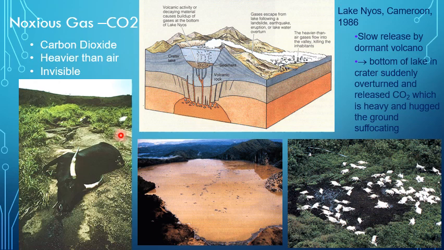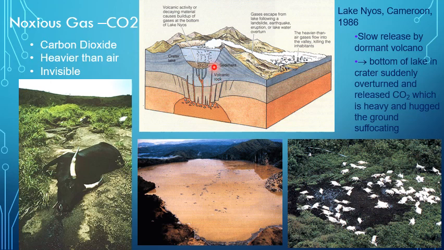Next hazard is noxious gas. In this case, we use the example of the disaster in Cameroon in 1986. Cameroon is located in Africa. On August 21, 1986, a limnic eruption at Lake Nyos in northwestern Cameroon killed 1,746 people and 3,500 livestock. The eruption triggered the sudden release of about 100,000 to 300,000 tons of carbon dioxide.